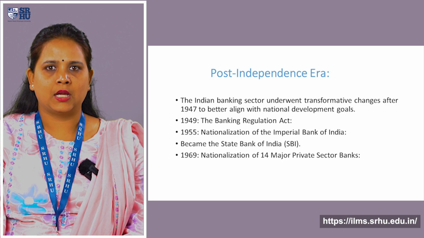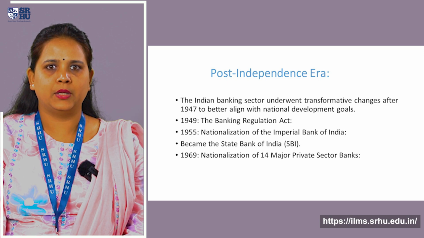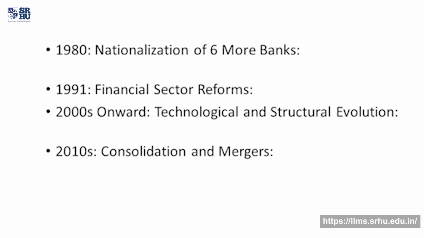In 1969, nationalization of 14 major private banks was done to ensure adequate credit to sectors like agriculture, small industries and export. In 1980, nationalization of 6 more banks took place. The total number of public sector banks increased to 20 at that time. In 1991, financial sector reforms and the entry of new private sector banks, that is HDFC Bank and ICICI Bank, took place.